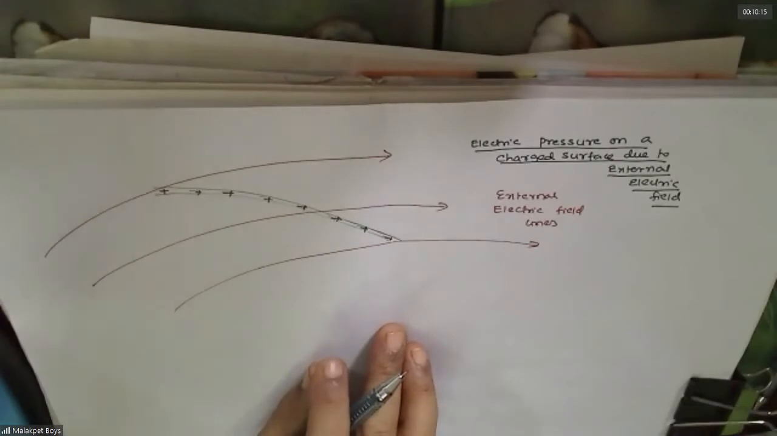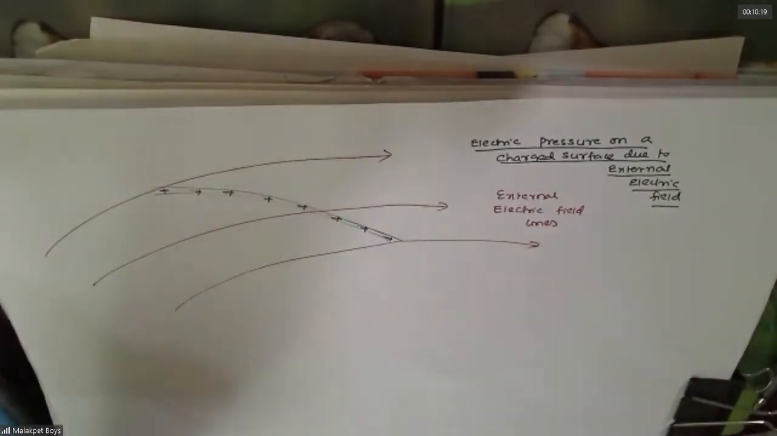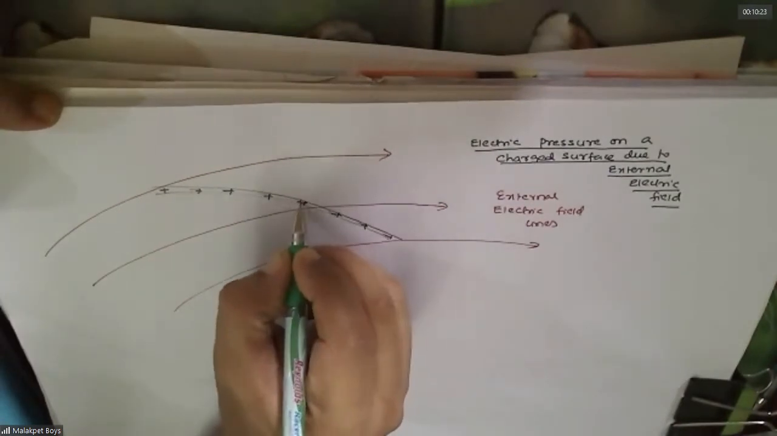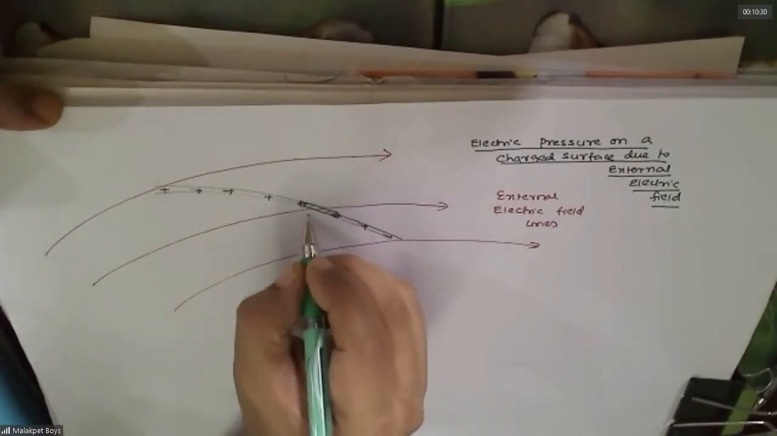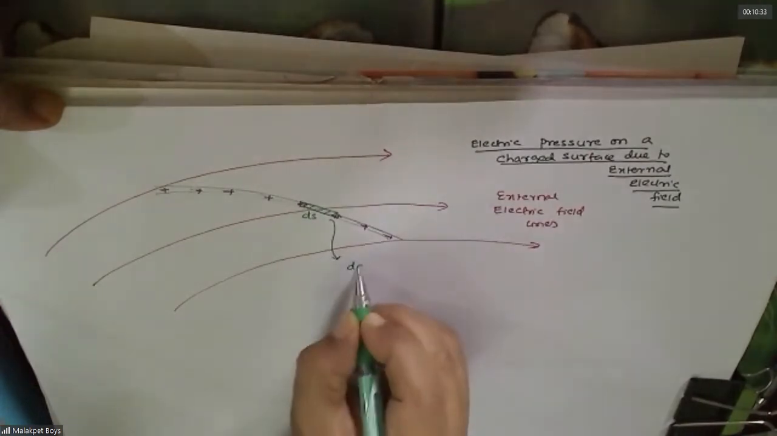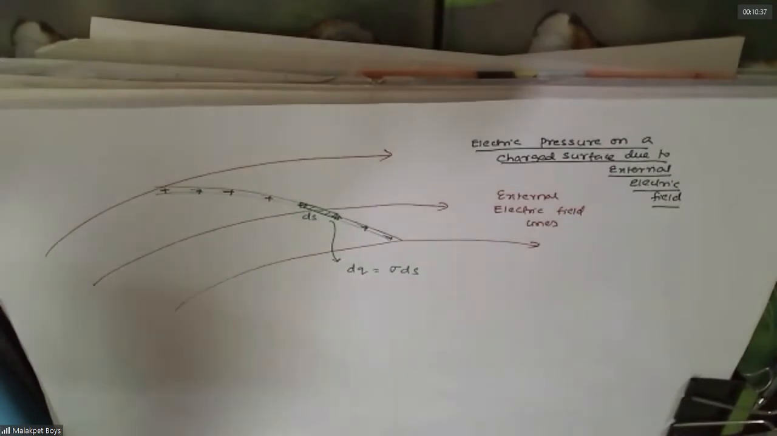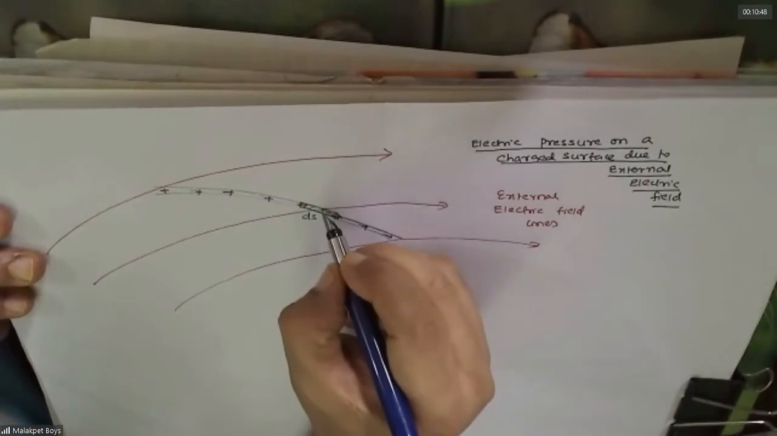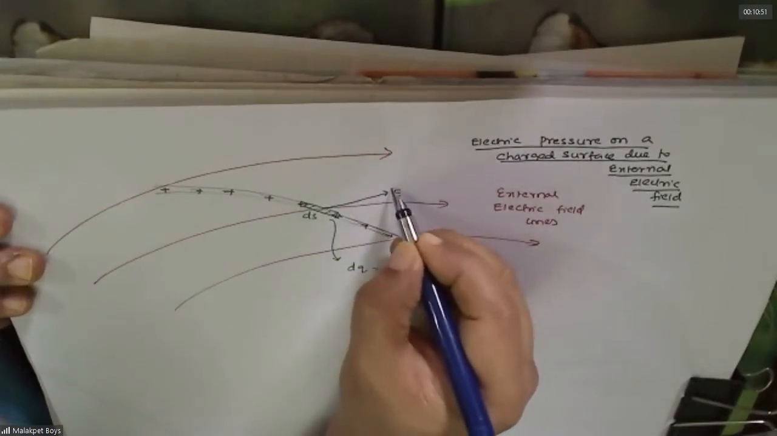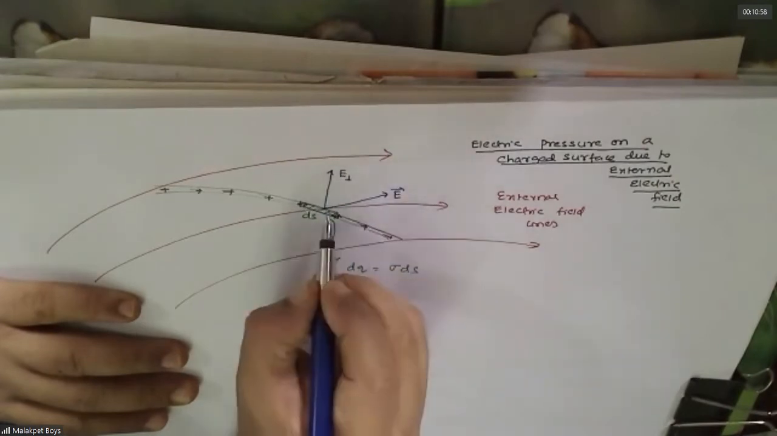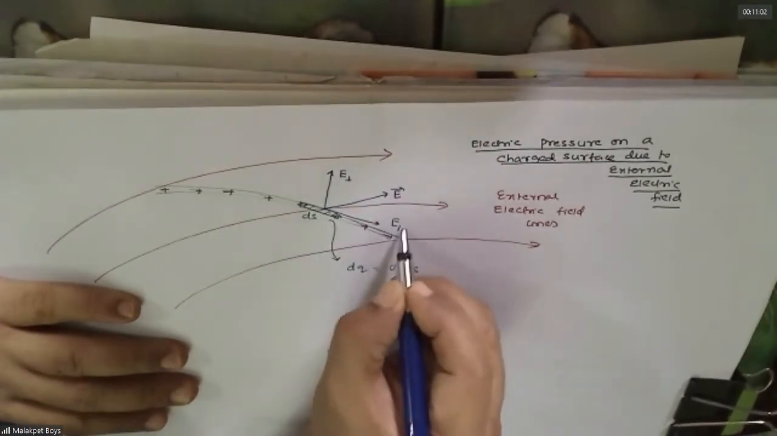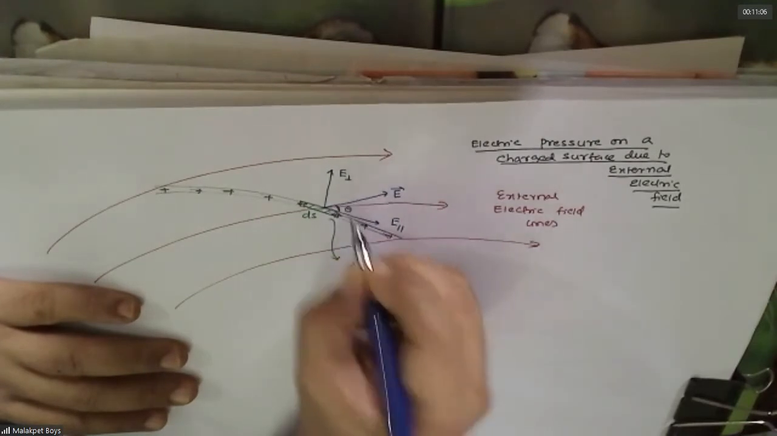Now you can see, if you consider any element, for example, if I consider an element like this, this element of charge ds has dq, no? Agreed. Now at the location of this, what is the direction of the electric field? Tangent to the path or not at this point? Now it has a perpendicular component and this is the parallel component. Suppose this makes an angle theta, then what will be this?